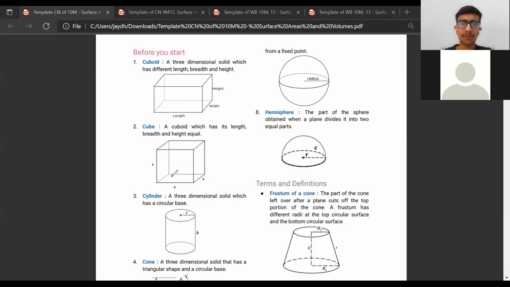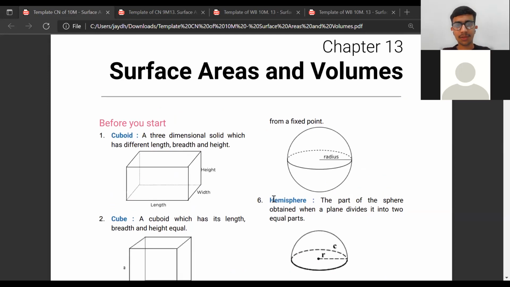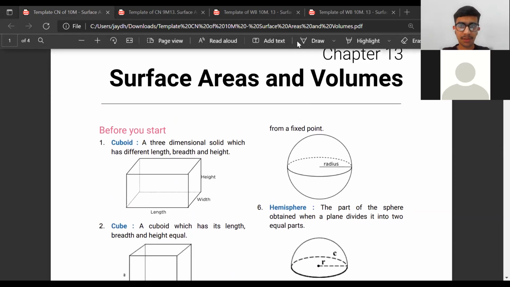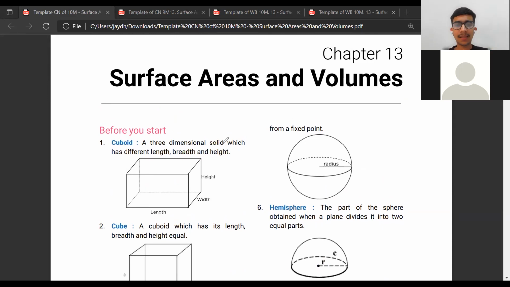So first of all, let's write the formulas for every shape. For every shape, we have TSA, which is the total surface area, CSA, which is the curved surface area, and the volume. So TSA and CSA, you know the difference. CSA is curved surface area and TSA is total surface area.